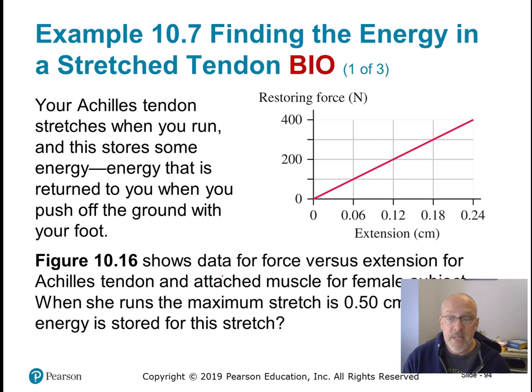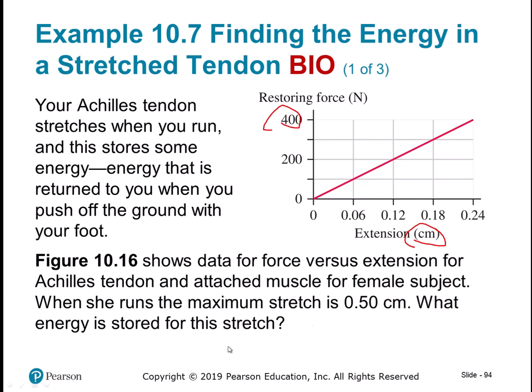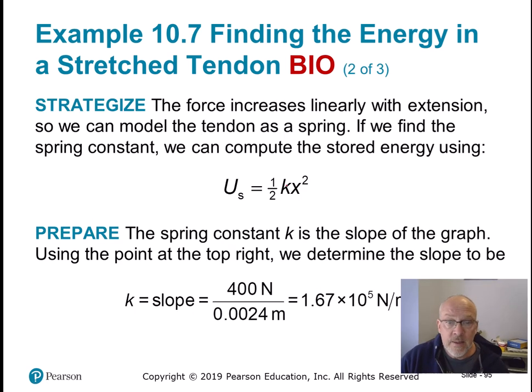Another little quick example here of elastic potential energy. The Achilles tendon stretches when you run. It stores energy. You probably don't realize that happens so quickly. And so here's the extension in centimeters of your Achilles tendon. Here's the resisting force. Achilles tendons are very strong, as a matter of fact. And what energy is stored in this system? Well, we would need to calculate the spring constant and use the displacement of the tendon, which is just acting like a spring.